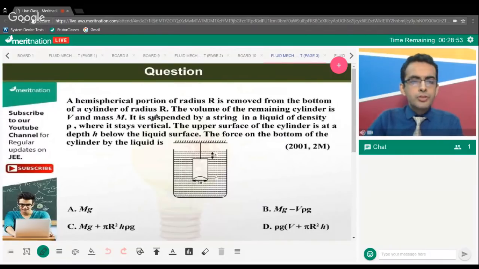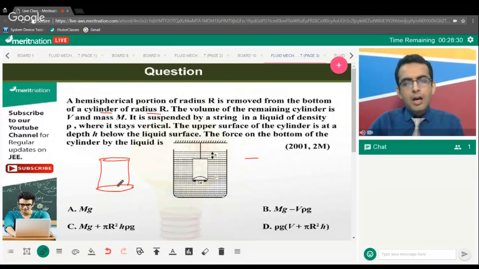So now see in this situation, what is given? A hemispherical portion of radius capital R is removed from the bottom of a cylinder of radius capital R. So what is given here? There's a cylinder, and the cylinder is having radius capital R, and one part is removed. Okay, one part is removed. Let's say this part is removed.